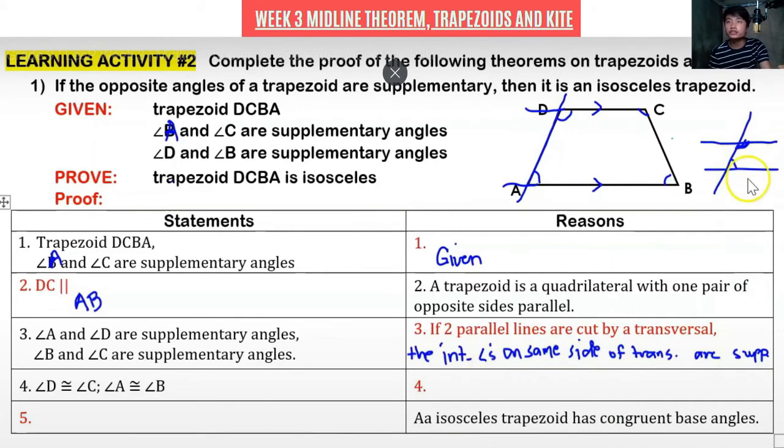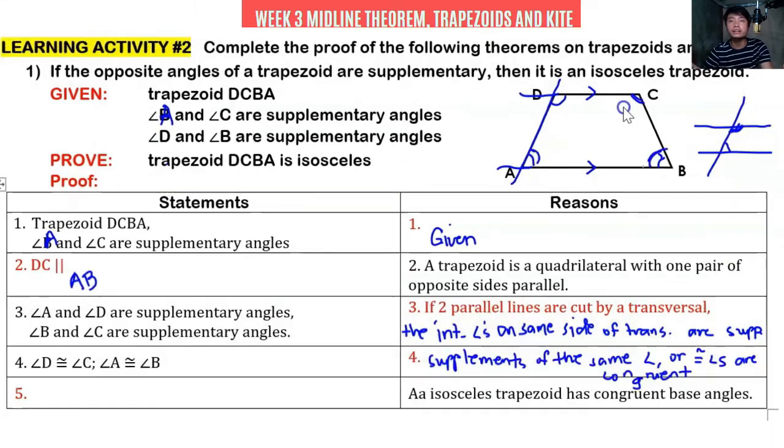Supplementary din yan. Imagine nyo lang sa kabilang side siya. Kasi ito yung interior angles ng transversal. Pag kinat daw siya, magiging supplementary or equal to 180 yung sum of their measure. So number 4, angle D is congruent to angle C as well as angle A is congruent to angle B. Ano ba angle D? Angle D daw congruent kay angle C. And angle A daw ay congruent kay angle B. So paano daw yun mangyayari?